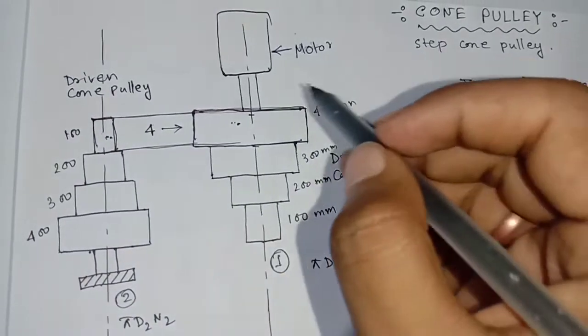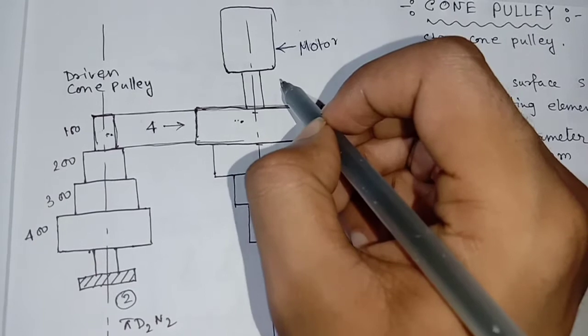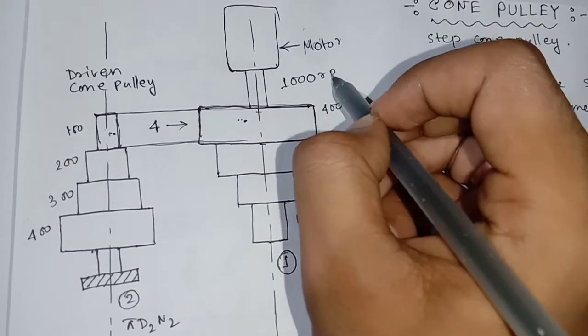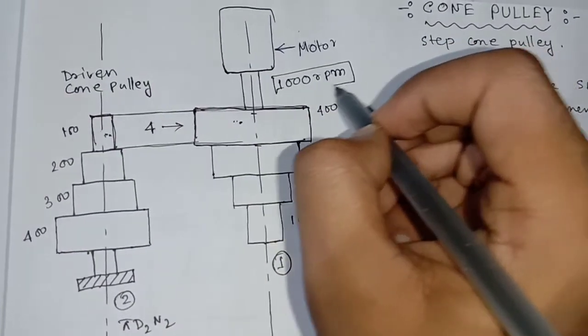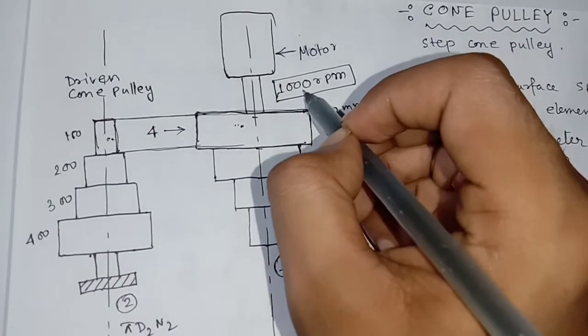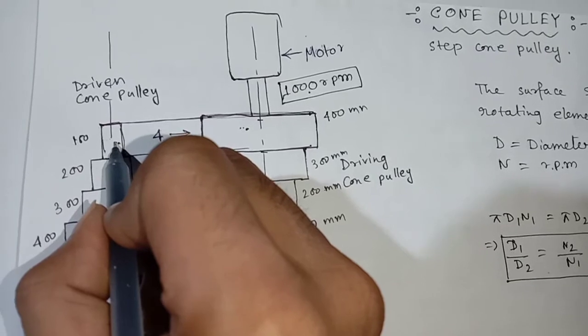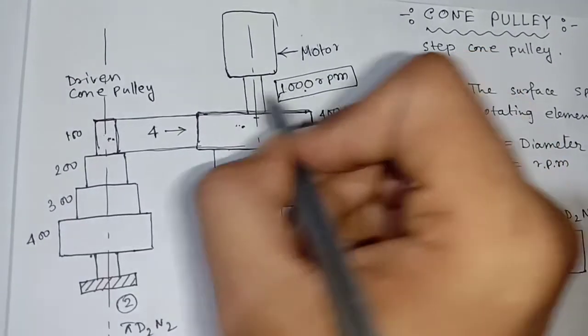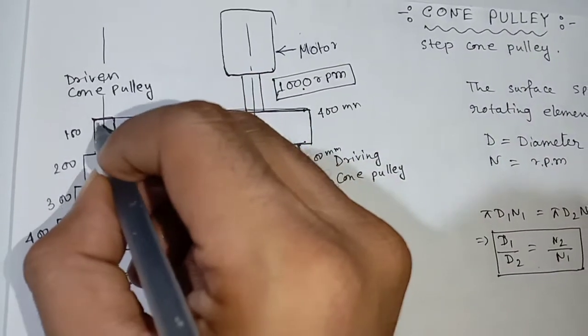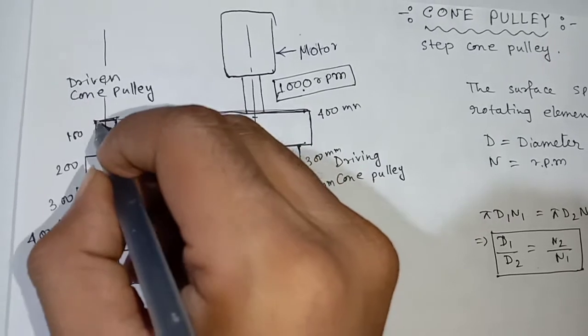That means if the motor produces 1000 rpm, that means this cone pulley is getting 4000 rpm. Okay, it is getting 4000 rpm.